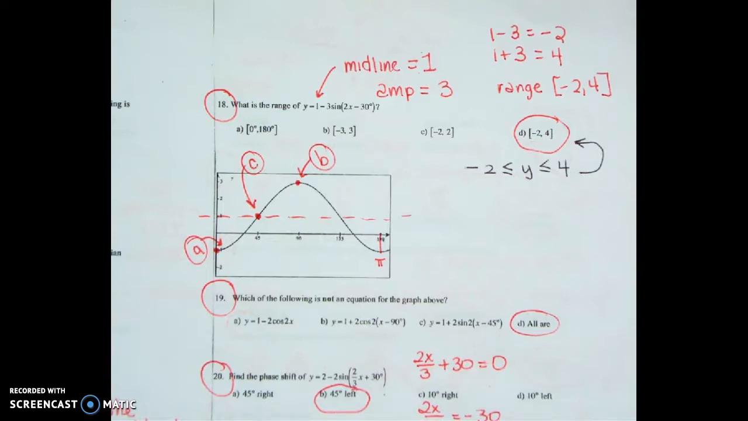In the next problem, it turns out that if you start at either point A, point B, or point C, all of the equations in number 19 work. And that graph that has the A, B, and C by it goes with number 19, not with number 18.